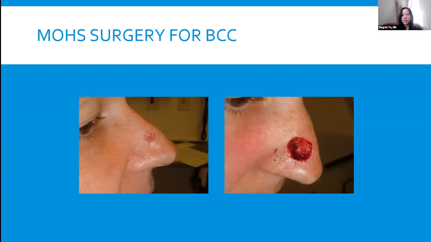So I included this photograph just to indicate that even though something might look quite small, with careful examination on the microscope and chasing out the tumor, this has actually spread a bit. So sometimes what we see is what we get, but sometimes what we see is just the tip of the iceberg, so to speak. And it's important to be sure that we get all the margins before we embark on any kind of reconstruction.